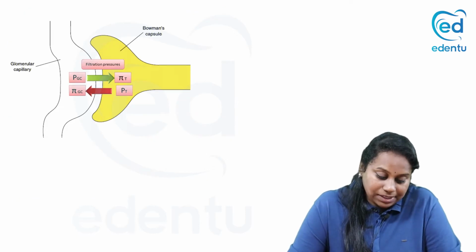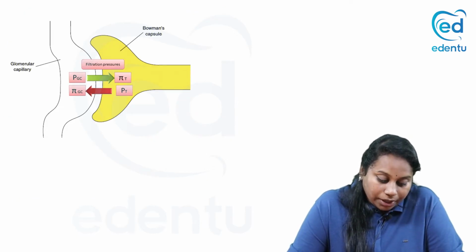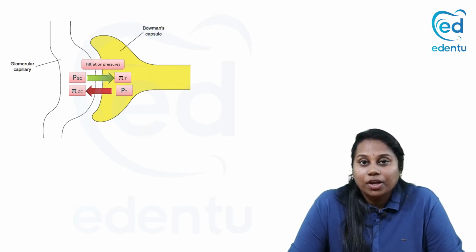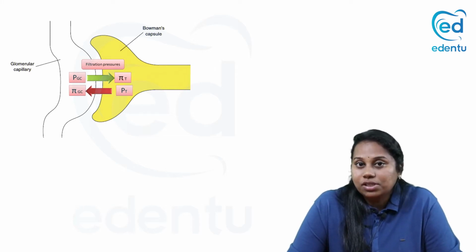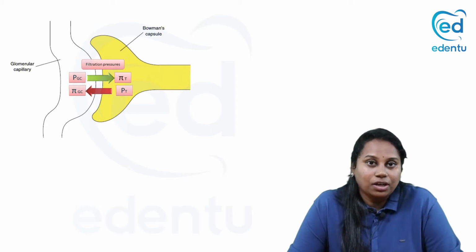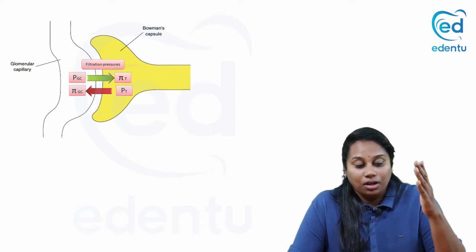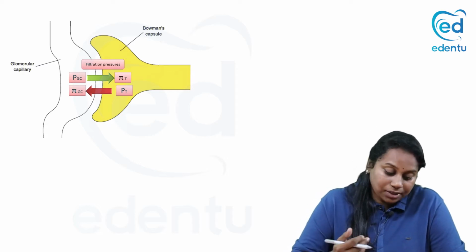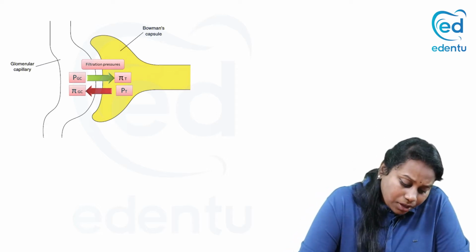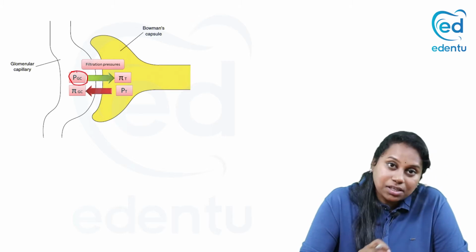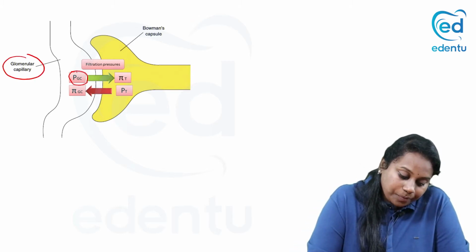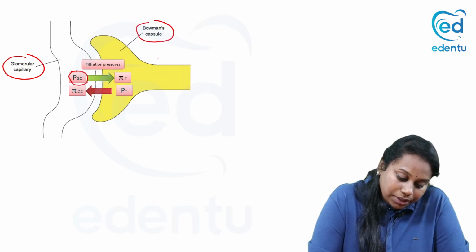So let's apply this in this diagram. This is very important because usually questions are asked like: what are the Starling's forces which will help in filtration? What are the Starling's forces which will inhibit the filtration? In order to learn that, look at this diagram. First, let's define the pressures in the diagram. This is the glomerular capillary side. This is the Bowman's capsule and this is your tubule.